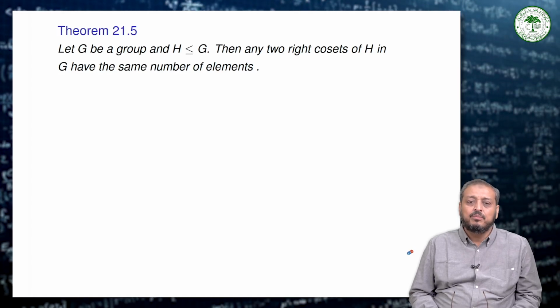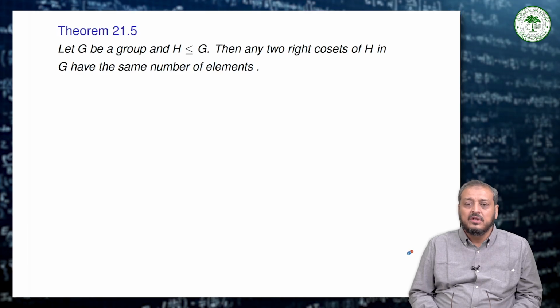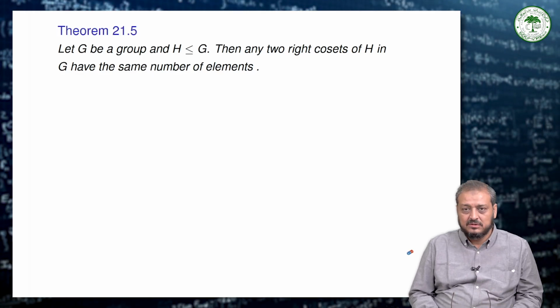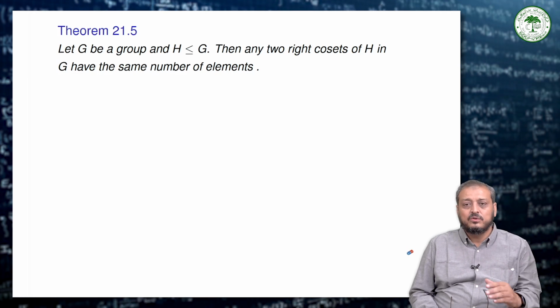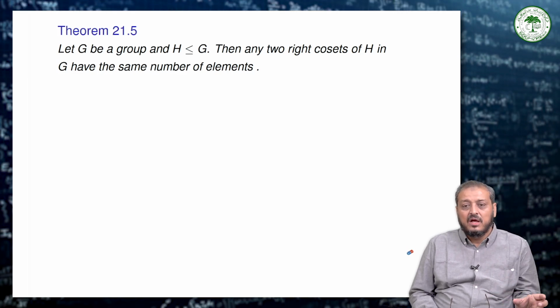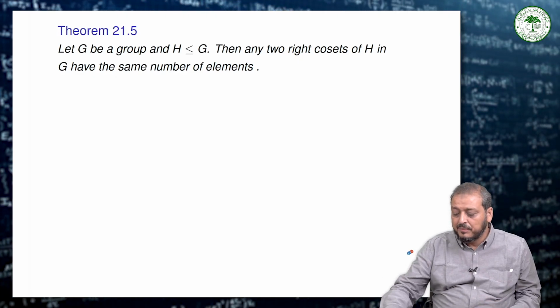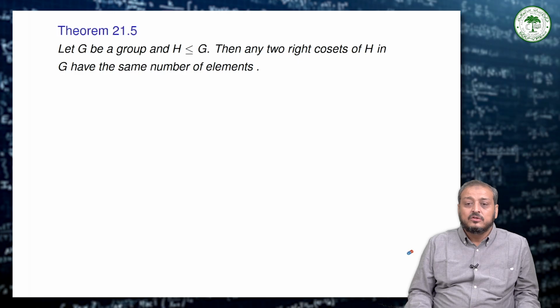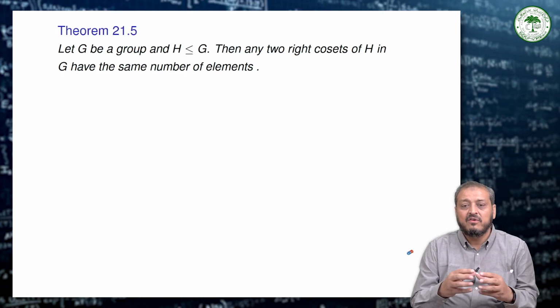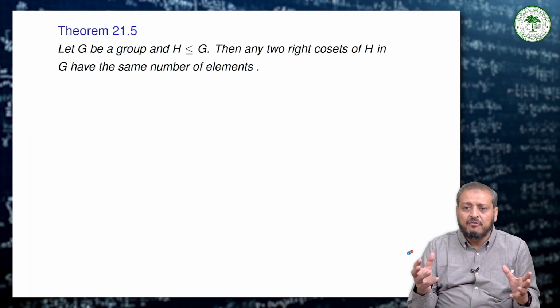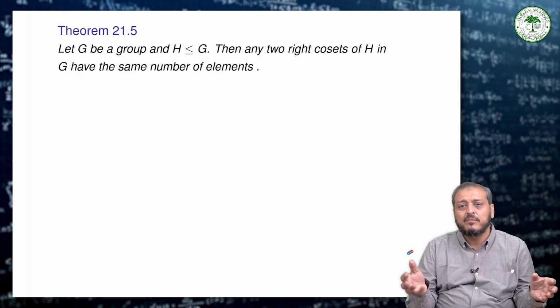Let G be a group and H a subgroup of G. Then any two right cosets of H in G have the same number of elements. In the last class, we showed that if there is a one-to-one correspondence, the map is bijective. So we have to show that any two right cosets of a subgroup H in G have the same number of elements.